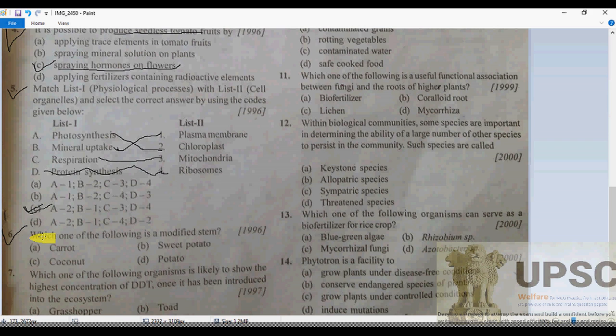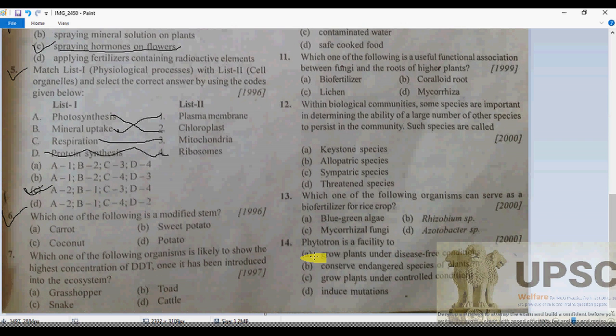Sixth: which one of the following is a modified stem? As we know, that will be potato. Why is it so? Because the potato tuber bears buds in small pits known as eye buds, developed over the branches. Some of the branches become green, erect and leafy, while the stem grows horizontally underground. So 6 is going to be D.